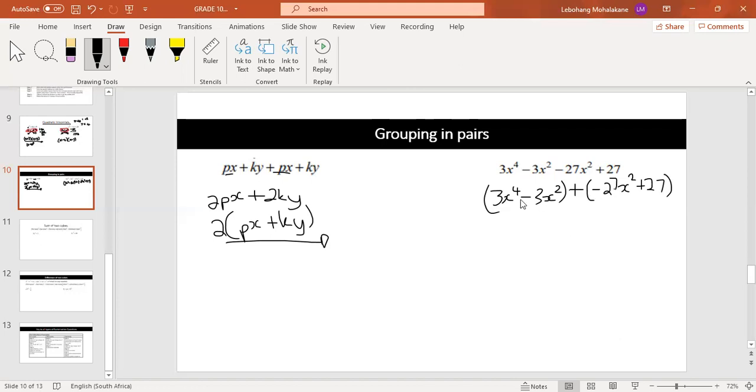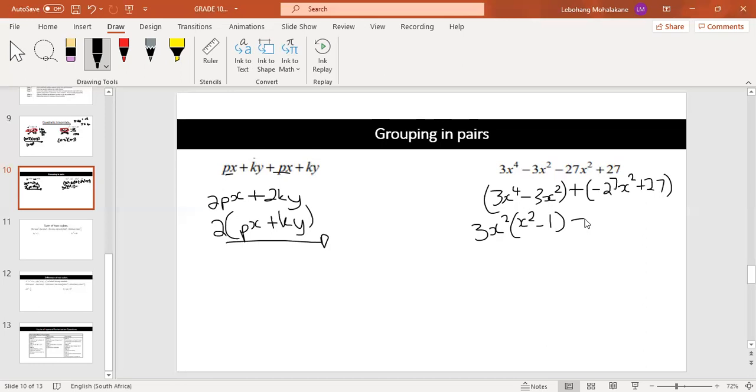So we're going to look at what is common between 3x exponent 4 and 3x squared. So it's going to be 3x squared. That is the common factor. And then you have x squared. Then minus. Remember from previous factorization, basically we're dividing, right? So 3x squared divided by 3x squared is going to give you a negative 1.